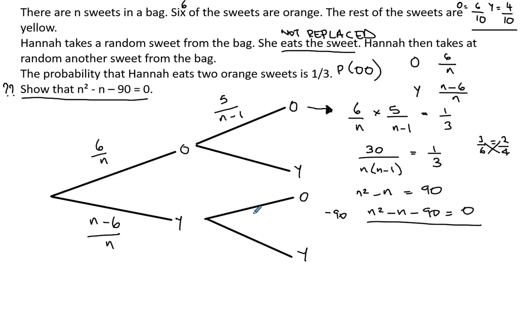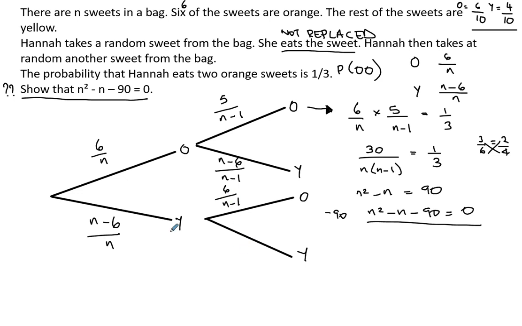Okay, what we're actually just going to do here is complete the picture, so that whatever you're asked, you'll be able to cope with it. So in terms of yellow, we had n minus 6 over n, so we still have the n minus 6, but the total is n minus 1 now. If she's taken a yellow one, and if she's going to take an orange one, she still has 6 orange ones, so it would be 6, but the total is n minus 1.